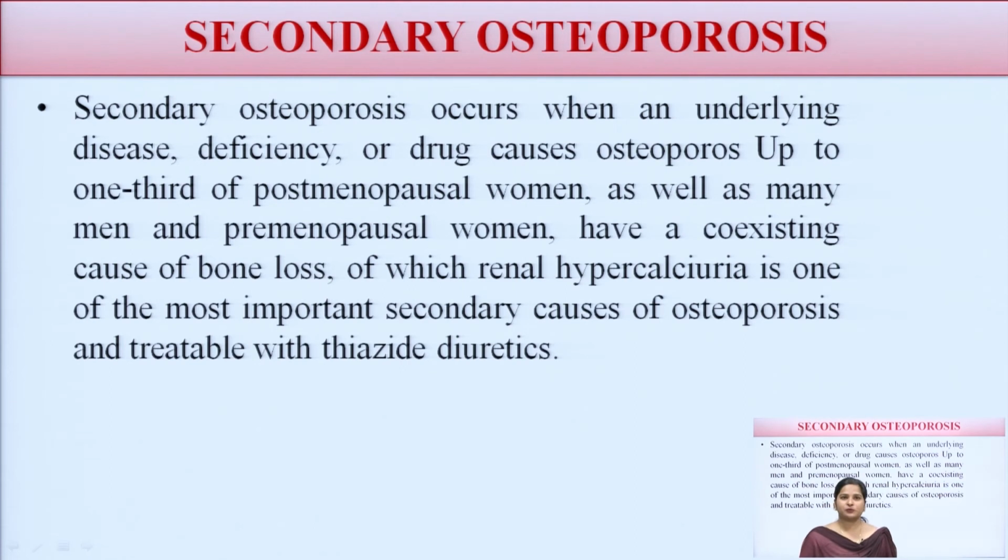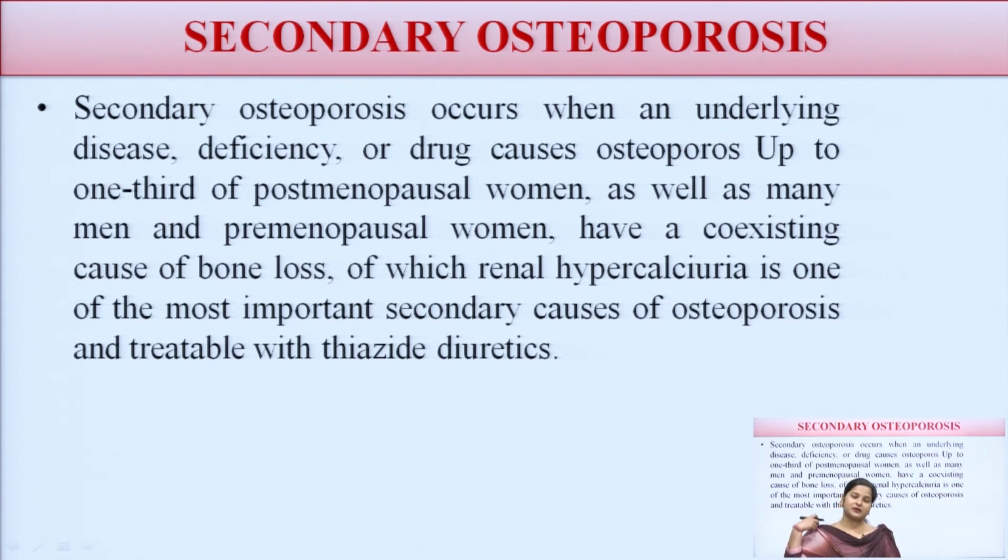So, secondary osteoporosis occurs when an underlying disease, deficiency or drug causes osteoporosis, in up to one third of postmenopausal women, as well as many men and premenopausal women who have a coexisting cause of bone loss, of which renal hypercalciuria is one of the most important categories of secondary osteoporosis.